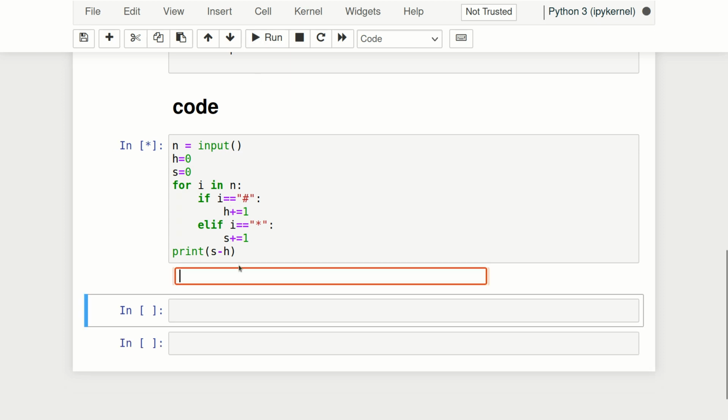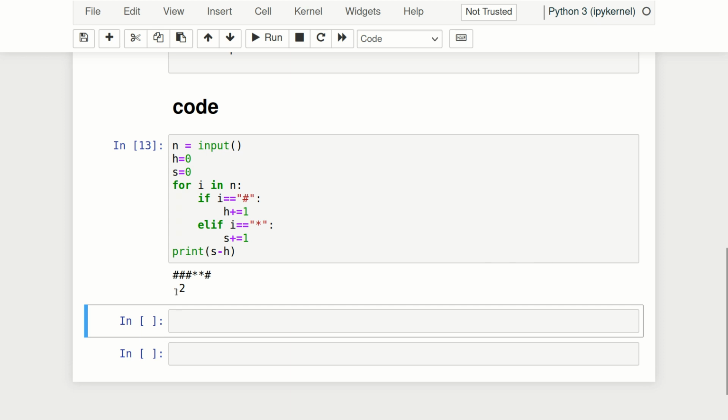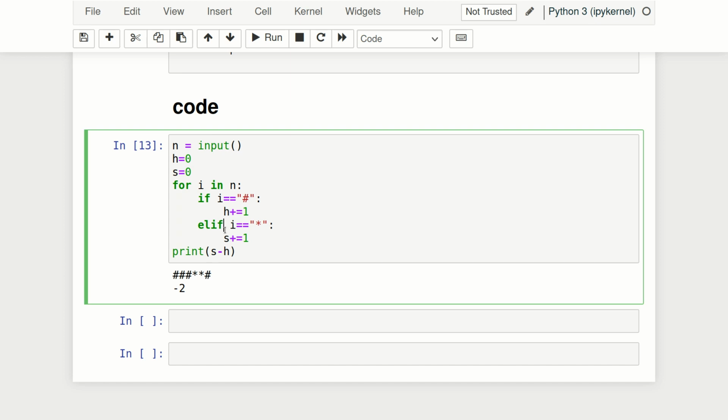Now let's run some more cases. This time we will take hash greater. Okay, so we have 4 hash and 2 star. Yeah, you can see we got the output negative 2. Okay, so you can run your own test cases. This is the code, and by running this code you will be able to run all the test cases successfully.